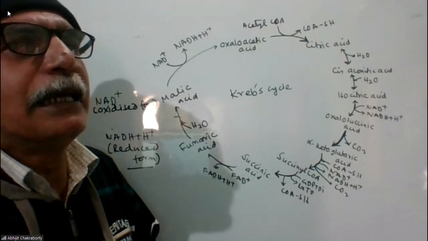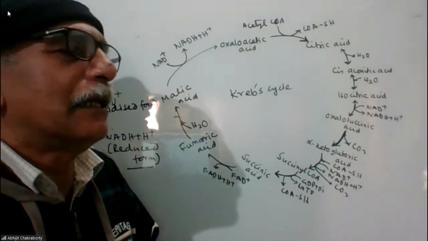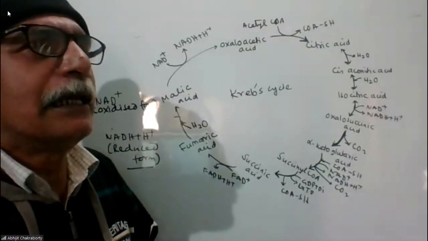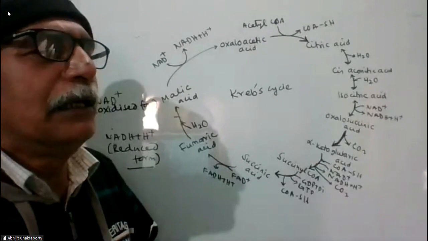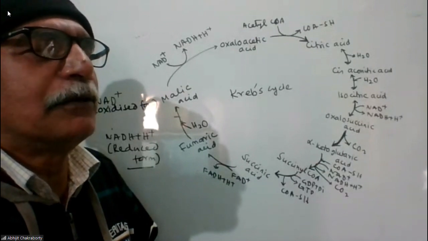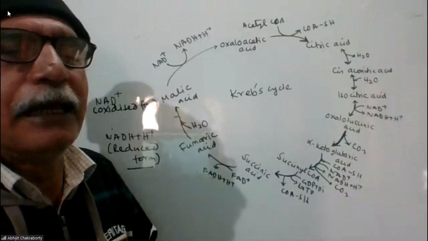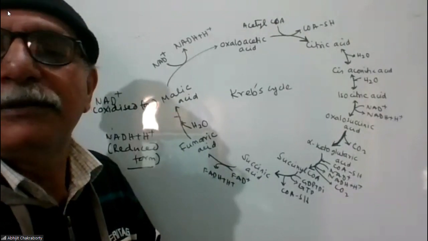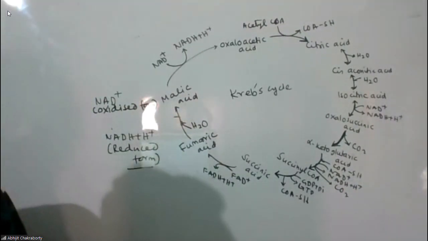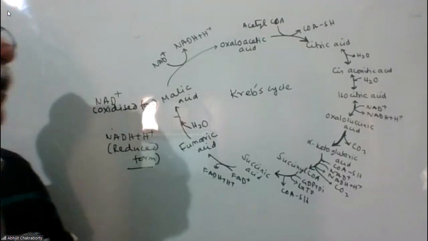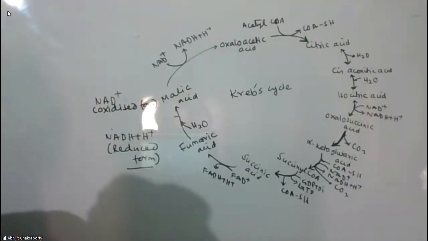And hence it is said, although in no reaction of Krebs cycle oxygen takes part, Krebs cycle operates only in aerobic condition. That is, when oxygen is available. Clear to you all? Or any doubt? Okay, sir. So you need to write: the Krebs cycle operates only under aerobic condition.